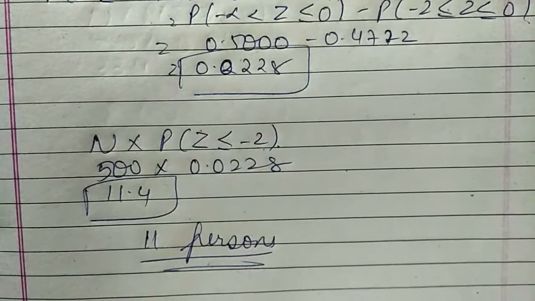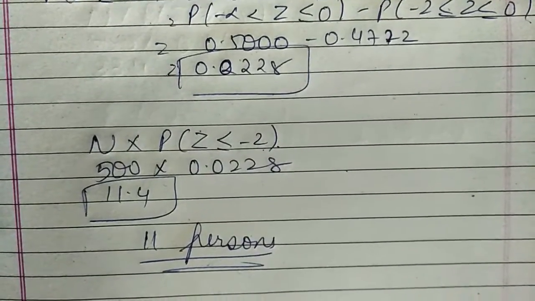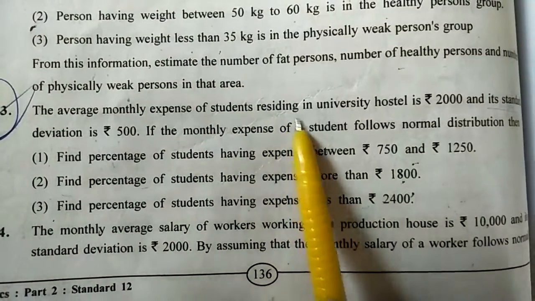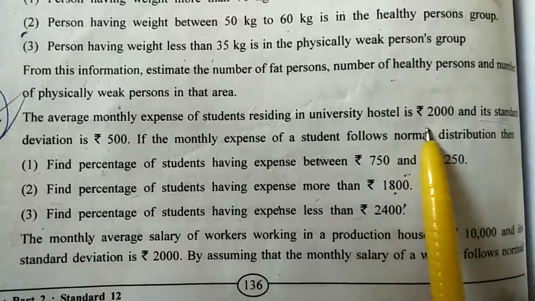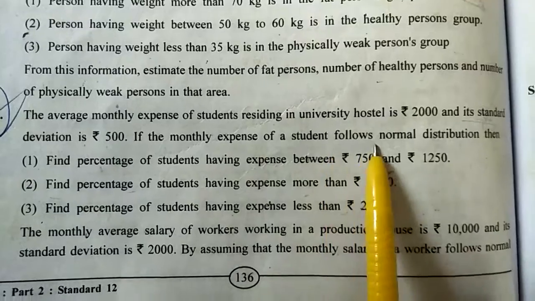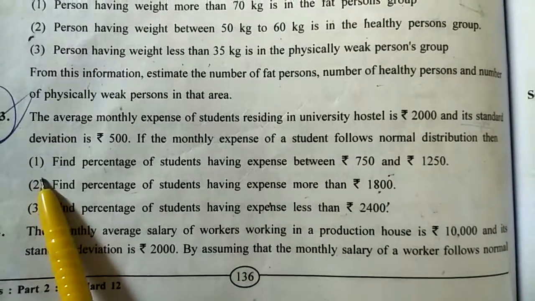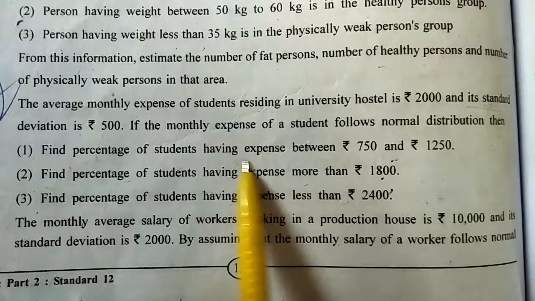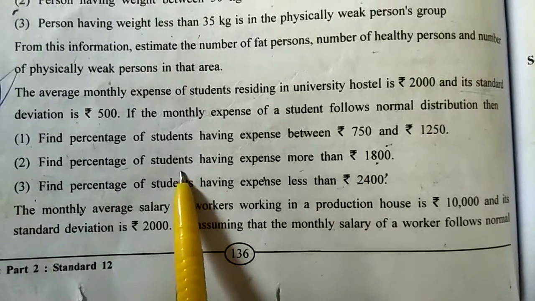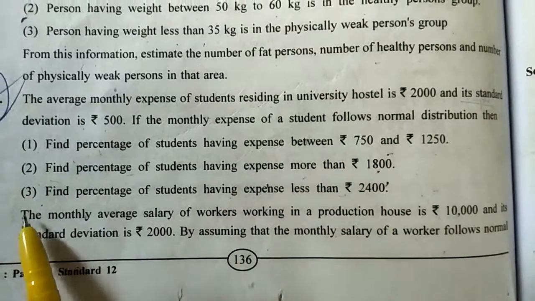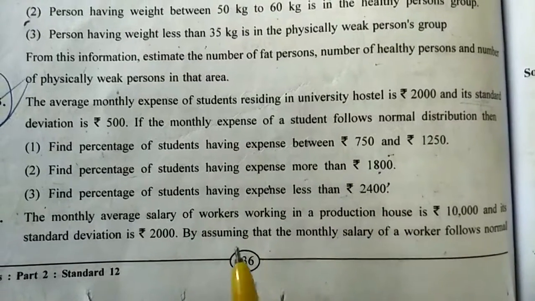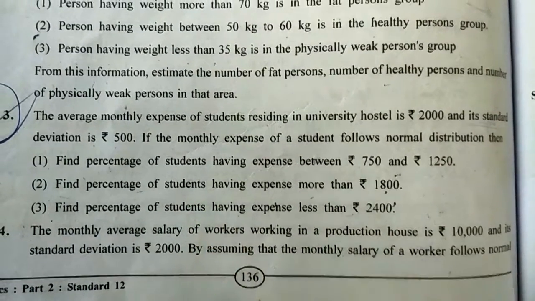Clear? So with this we complete our sum number 2. Next comes sum number 3. The average monthly expense of a student residing in a university hostel is 2000 and its standard deviation is 500. If the monthly expense of a student follows a normal distribution, then first, find the percentage of students having expense between 750 and 1250. Second, find the percentage of students having expense more than 1800. Third, find the percentage of students having expense less than 2400. Okay, so these three things we have to find in this sum.